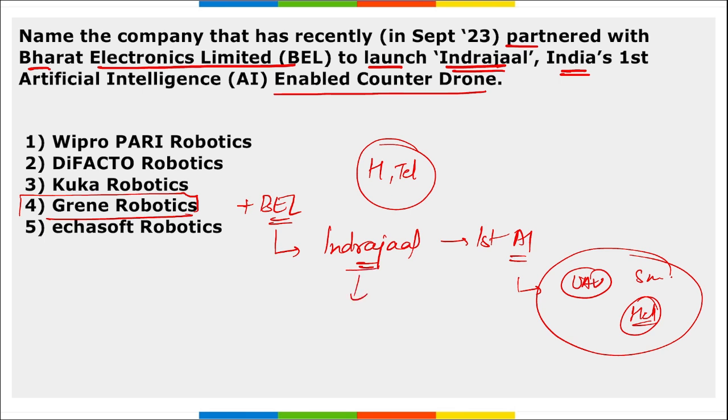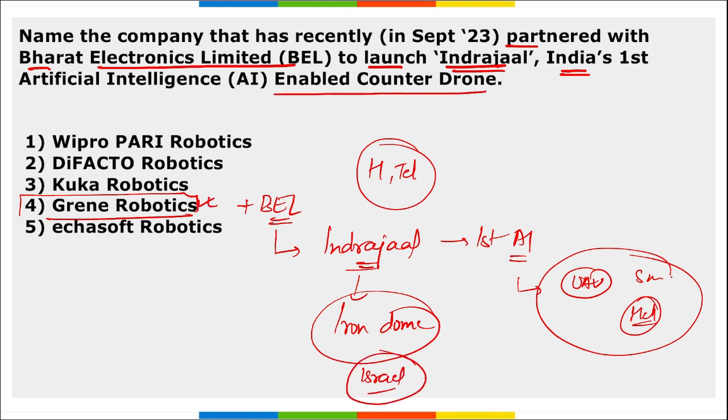And this Indrajal is similar to the Iron Dome system of Israel. It has been developed by Greeny Robotics, a startup in Hyderabad, Telangana. And this Indrajal will be AI based, that means it will be driven by artificial intelligence.